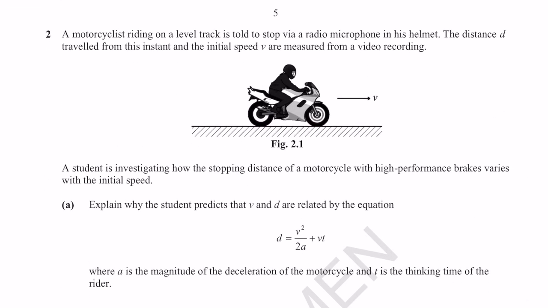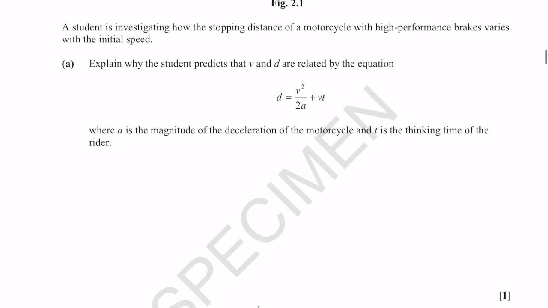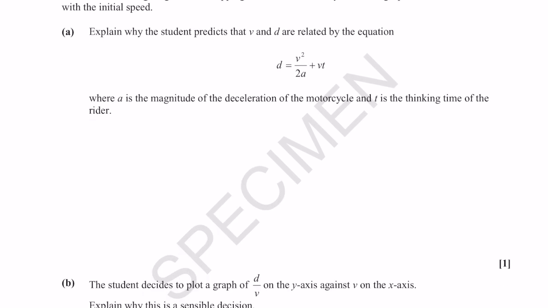It says a motorcyclist riding on a level track is told to stop via radio microphone in his helmet. The distance d travelled from this instant and the initial speed v are measured from a video recording. A student is investigating how the stopping distance of a motorcyclist with high-performance brakes varies with the initial speed. Explain why the student predicts that v and d are related by this equation, where a is the magnitude of the deceleration of the motorcycle and t is the thinking time of the rider.